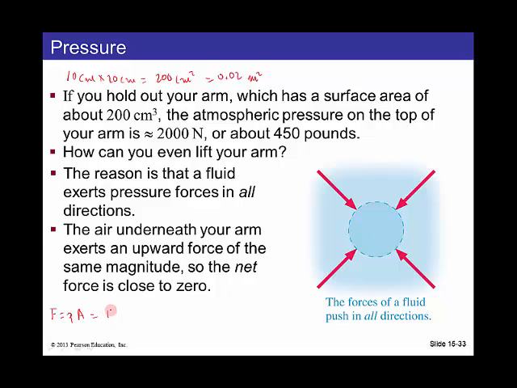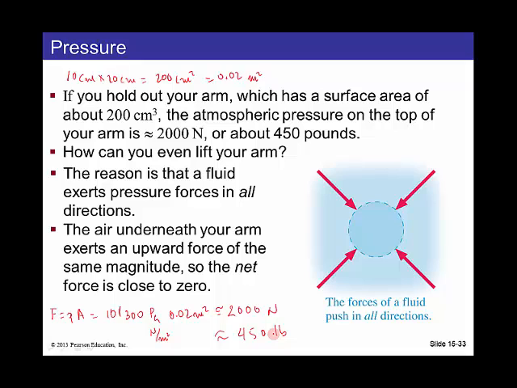1 ATM is 101,300 Pascal times the area, which is what? 0.02 meters squared. So this is equal to roughly, well, 1 Pascal is Newton per meter squared, so this is going to cancel here. So this is roughly 2,000 newtons. And 2,000 newtons is 450 pounds. So 450 pounds is the weight of the air on top of your arm if you extend your arm, right?